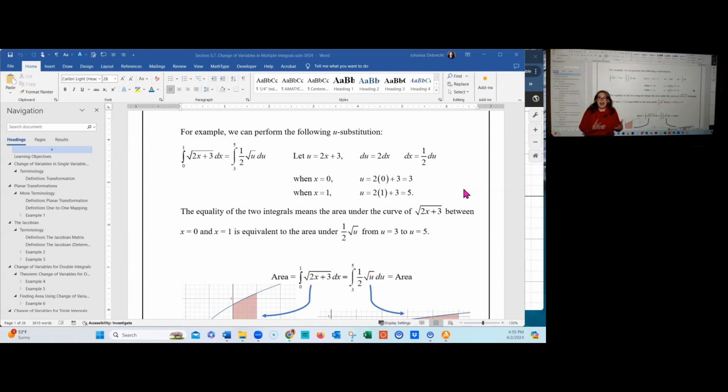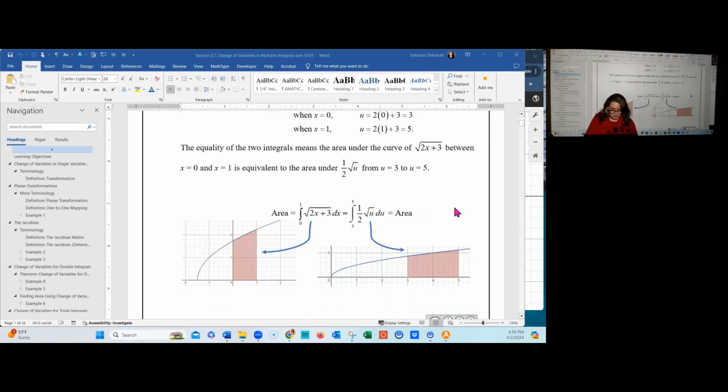Now, what does this actually mean? What this means is that I have two integrals here, and one of them is defined on the XY plane, and the other one is on what we could call a UV plane. So when we're looking at these two, by saying that they're equivalent, what we're actually saying is the area under the curves over those intervals is the same. So let's take a look at what the area under the curves looks like.